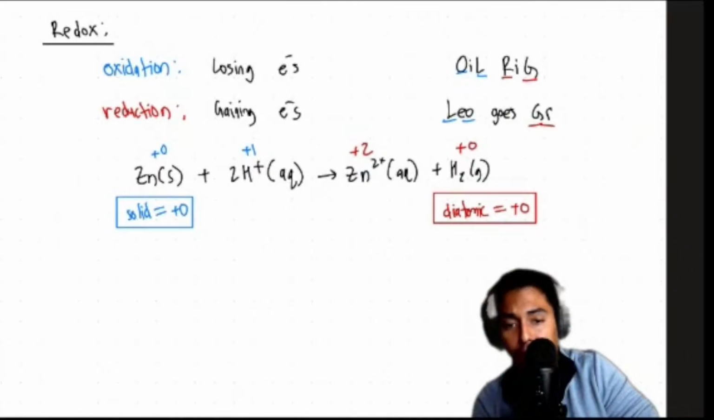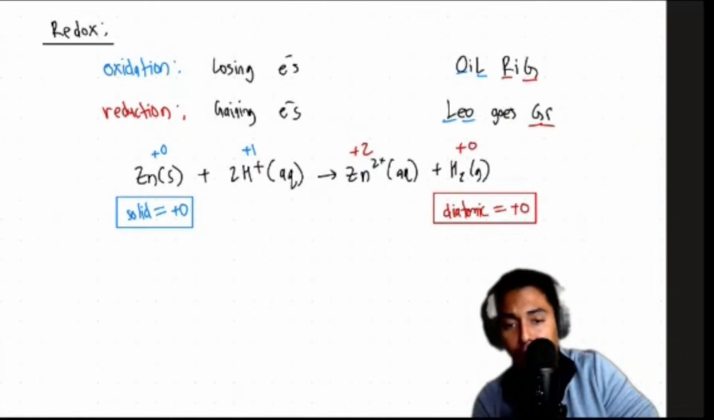Right? So let me know if you guys agree with that. Let me make sure I'm not mistaken here. Okay, so the oxidation state of zinc changed from +0 to +2. So therefore, it's going to be losing electrons. Guys, if that makes sense, let me know.